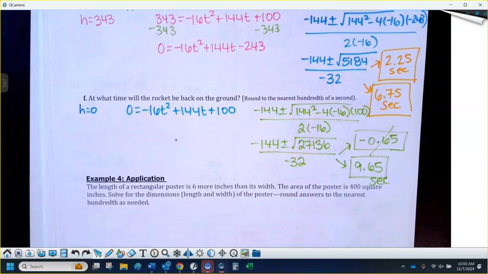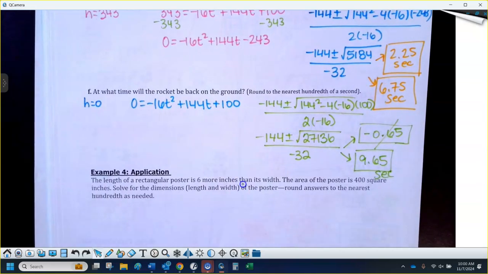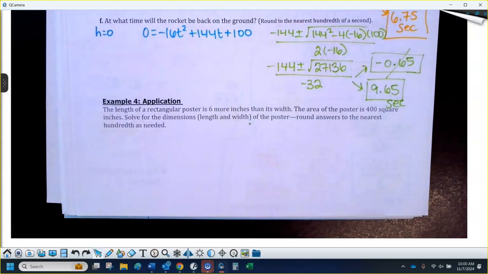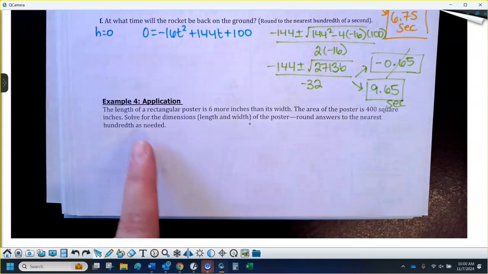Is anybody having a question? Okay. Now, I've got an area problem, and I know we've done a couple of these, but they had nice answers, and this one does not. So I want to show you real quick how to do this.